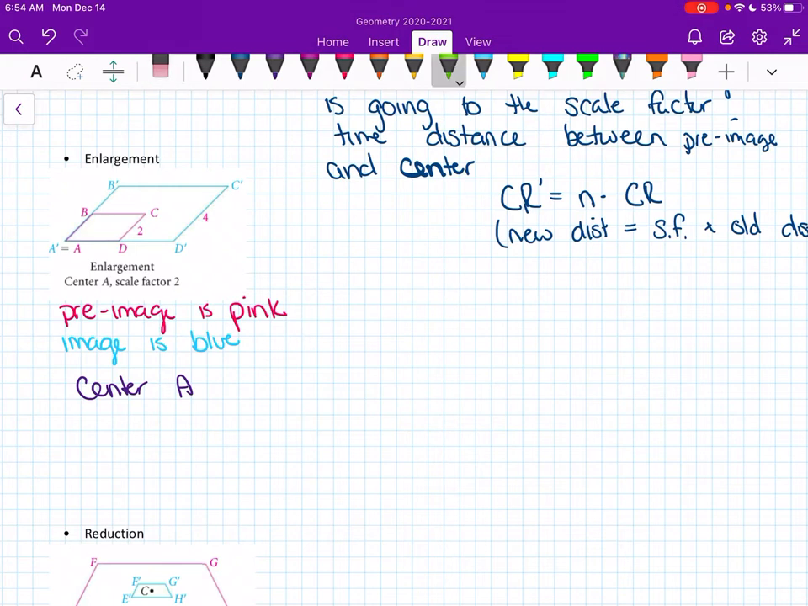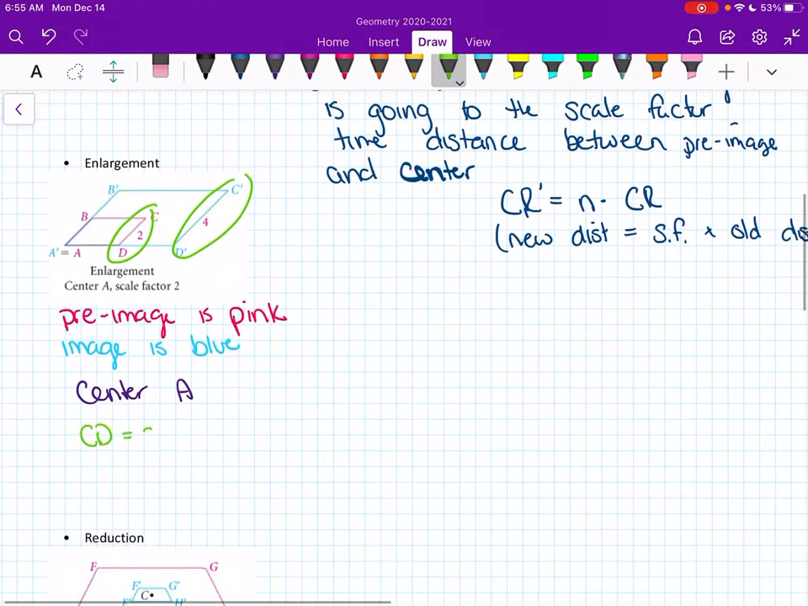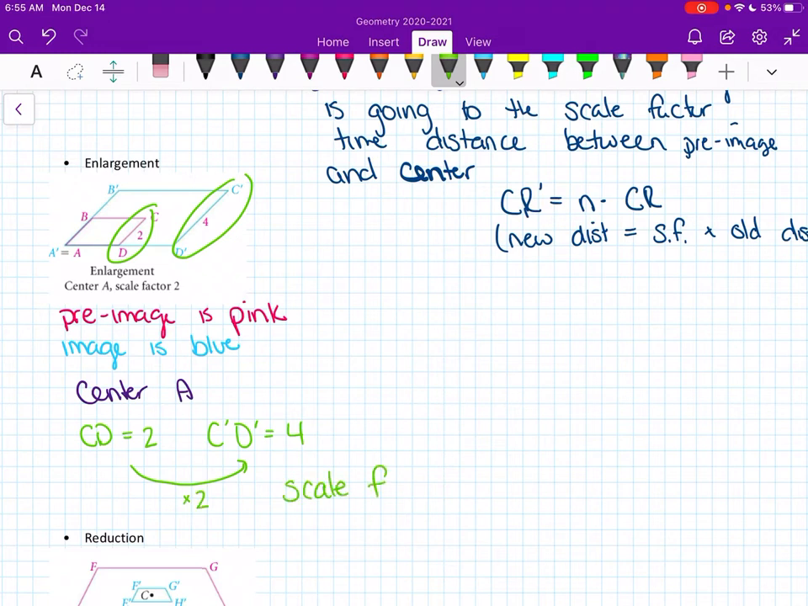And then from there, what is happening to the distance of the sides? If I look, for instance, at CD, I have that CD equals 2 and C prime D prime equals 4. So then I ask, what do I multiply by to get from 2 to 4? I multiply by 2, so my scale factor is 2.